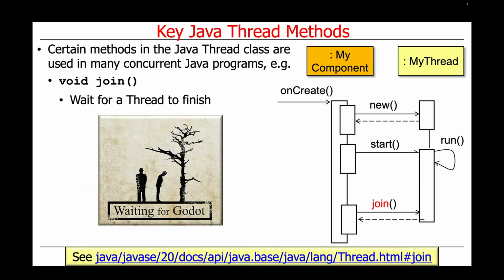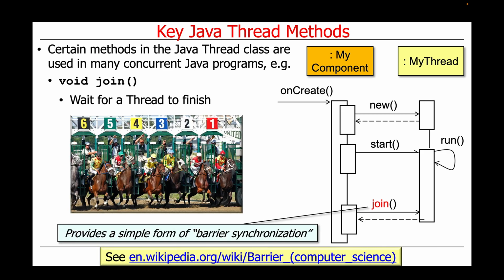The join method can be used by one thread to wait for another thread to finish. In some respects, it's like the inverse of start. Start is used by one thread to bring another thread into existence, whereas join is used by one thread to wait for another thread to finish. Join therefore provides a simple form of barrier synchronization, where one thread can block its execution until another thread completes, and then continue on with what it was going to be doing next.